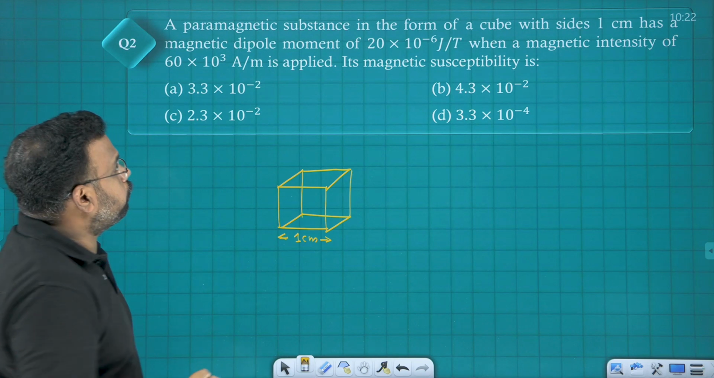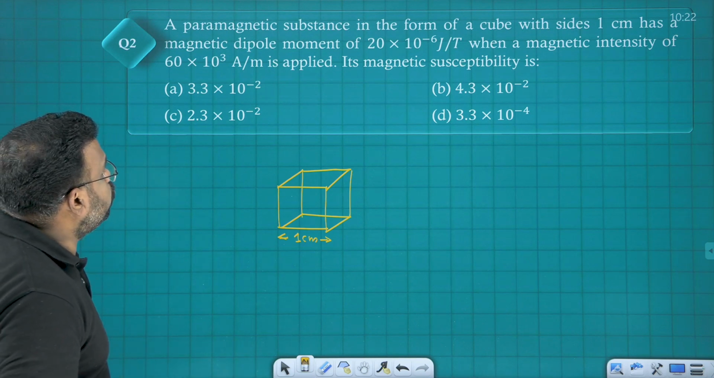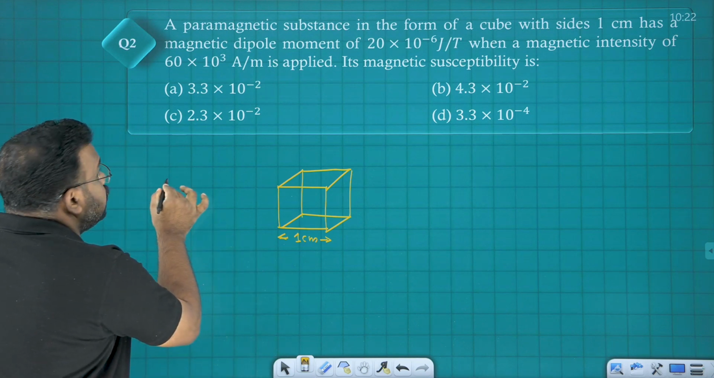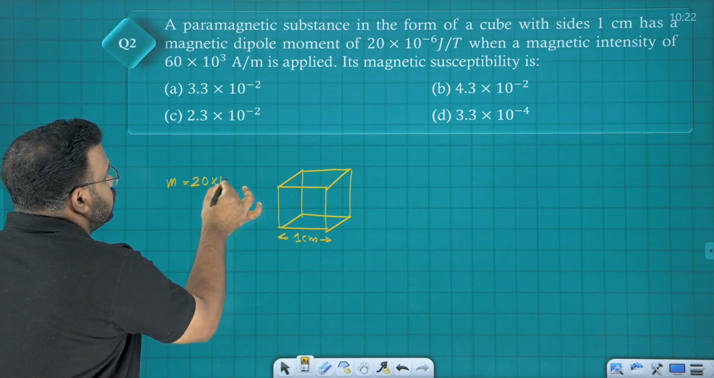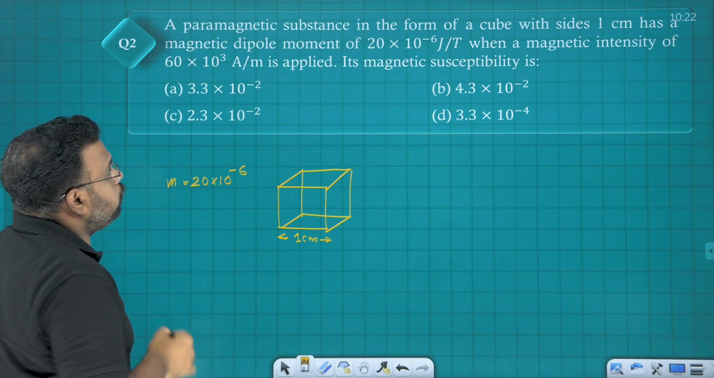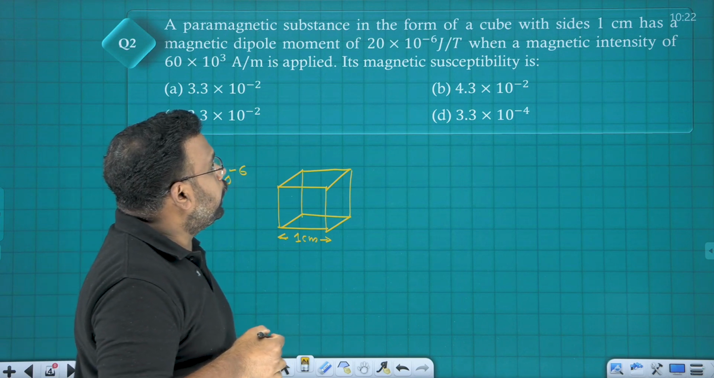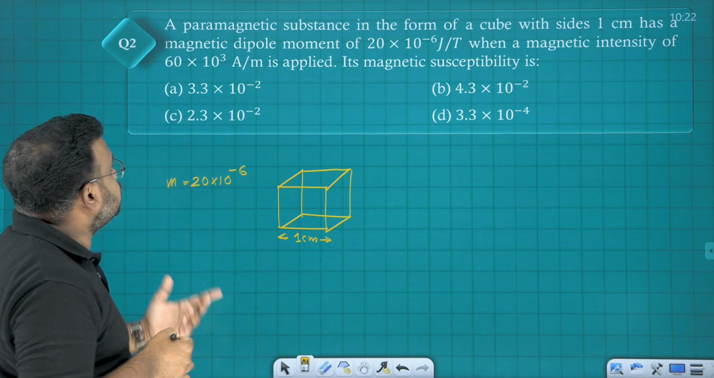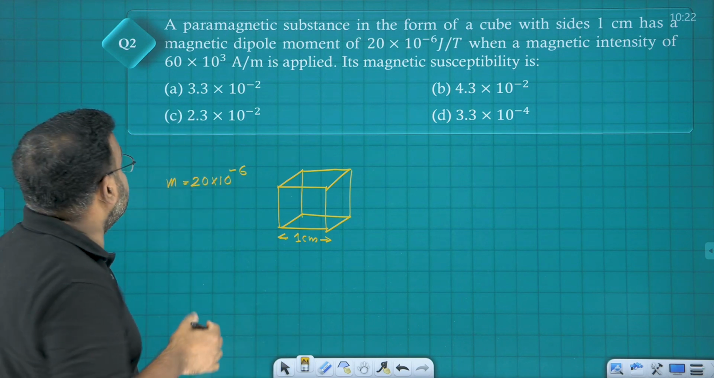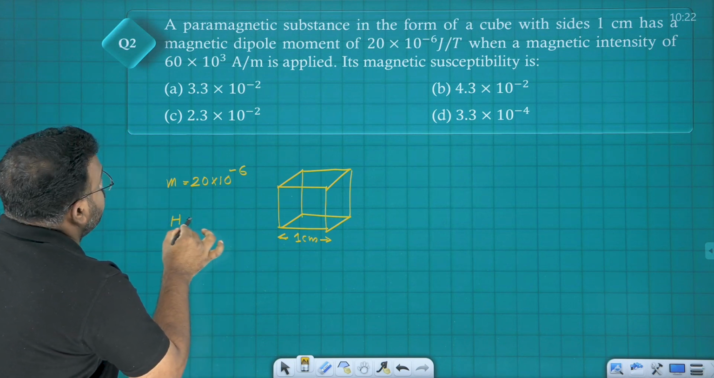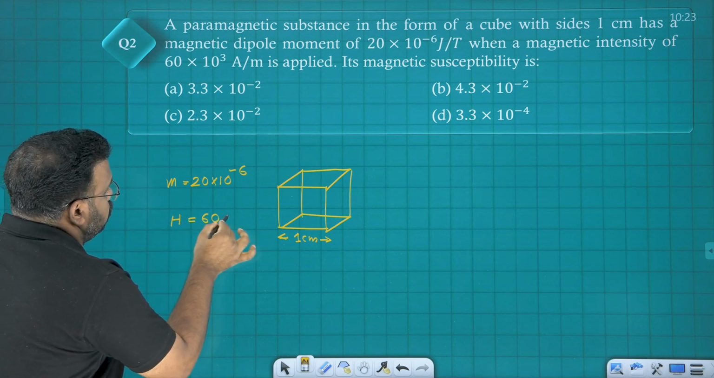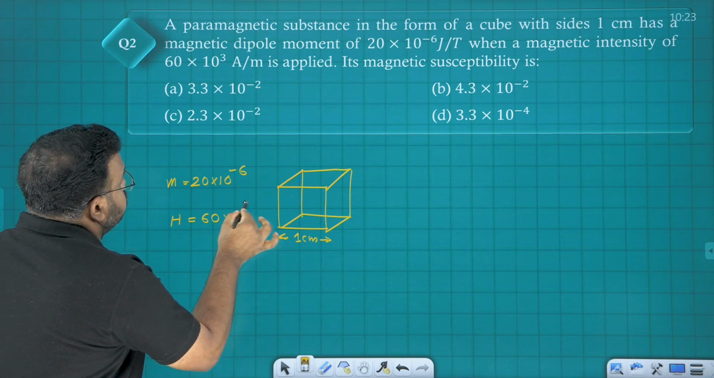1 centimeter has a magnetic dipole moment of M equal to 20 into 10 to the power minus 6 joule per Tesla, when a magnetic intensity of 60 into 10 to the power 3 ampere per meter is applied. Magnetic intensity H is given as 60 into 10 to the power 3.